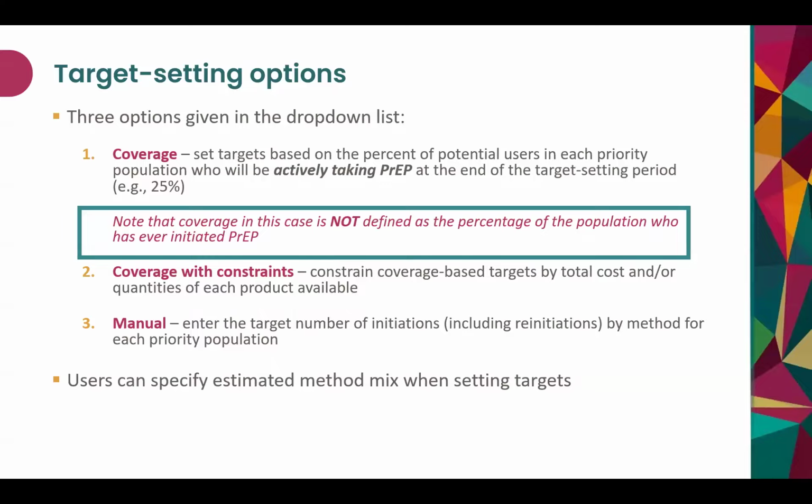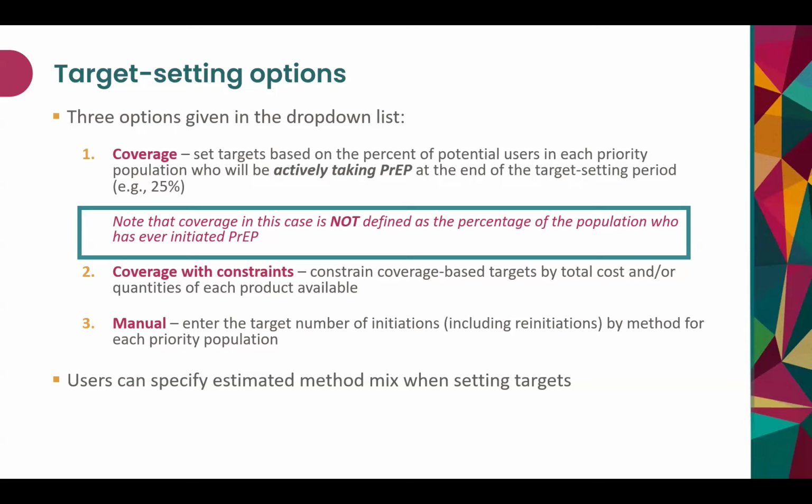Another feature: you can say, I want to set targets based on coverage. And ideally, you might enter a coverage of 80% or something like that, but you have constraints. You're saying, we know that we have a cost ceiling, or there's only so much product available. So you can also add in constraints, and the targets will then be adjusted so that those constraints are met.